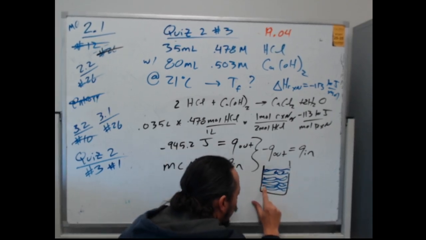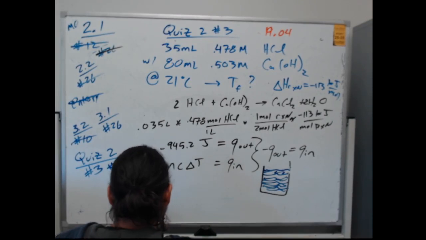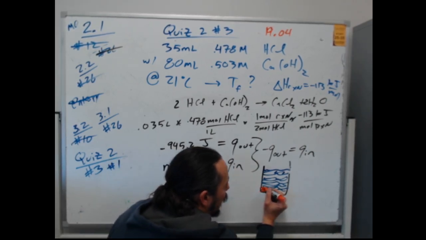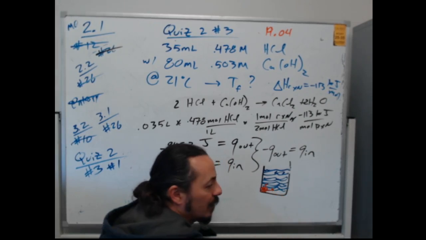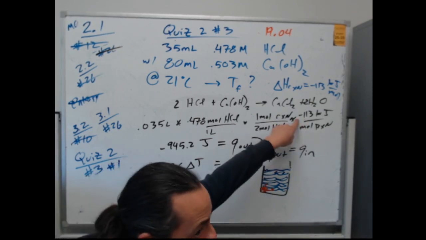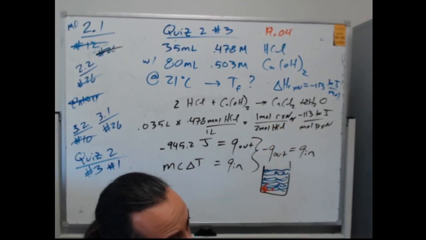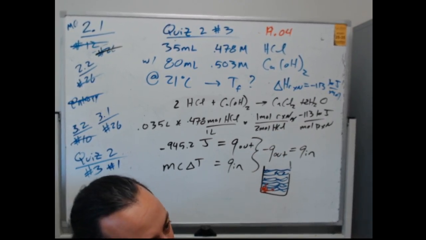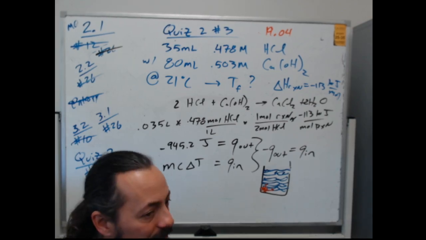Down in this corner, there's this one little corner where the reaction is occurring. And that reaction is going to put energy out into the water. So this exothermic process, negative, is endothermic to the water. Yeah. So that's where we have to negative the negative to make it positive. Okay, that makes sense.